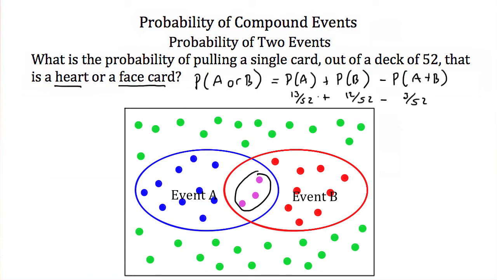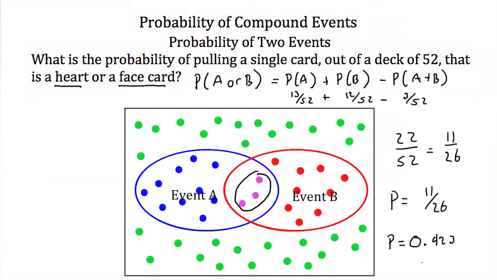So we have 13 out of 52 plus 12 out of 52 minus 3 out of 52. All three of these fractions have the same common denominator, so we can just add and subtract our numerators. 13 plus 12 is 25, subtract 3, and we got 22 out of 52. This reduces down to 11 out of 26. So the probability of pulling a heart or a face card out of a standard deck of 52 is 11 out of 26. If you want to put that in decimal form, that's 0.423 approximately. So we have a little bit over a 42% chance of pulling a heart or a face card out of a deck of 52 cards.